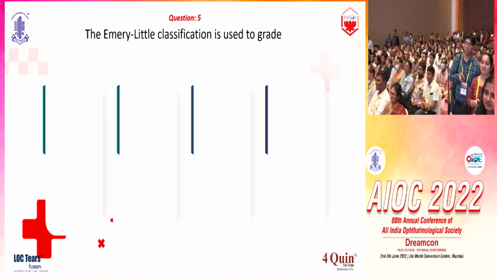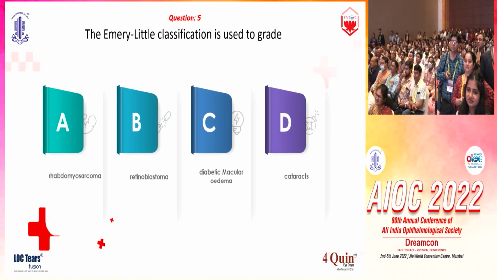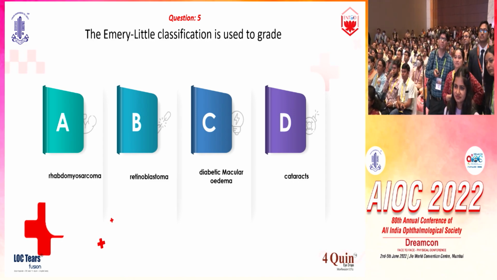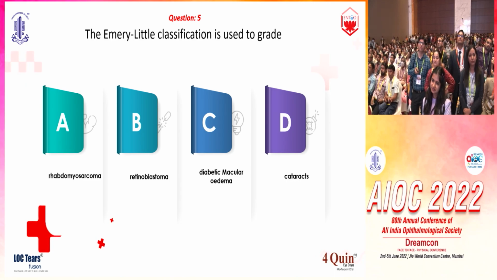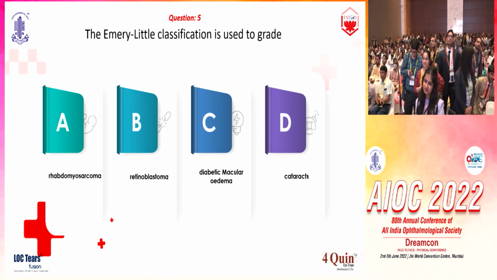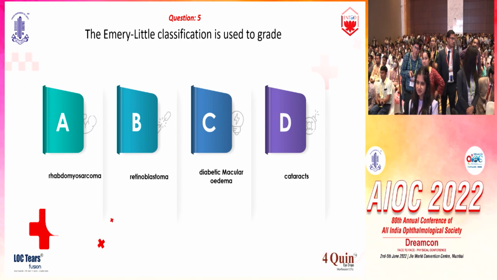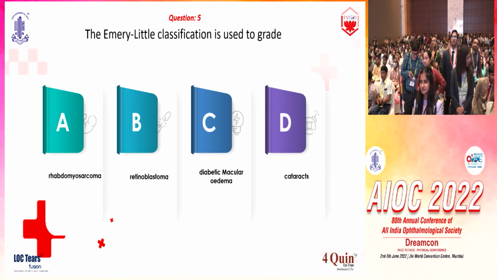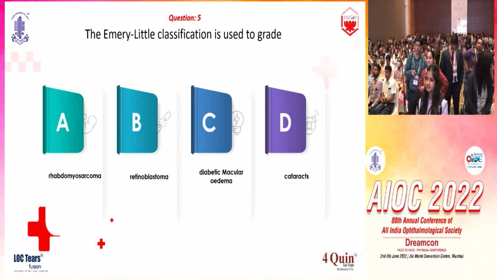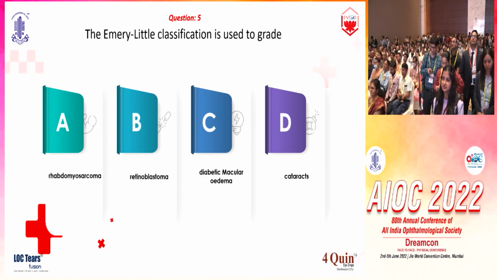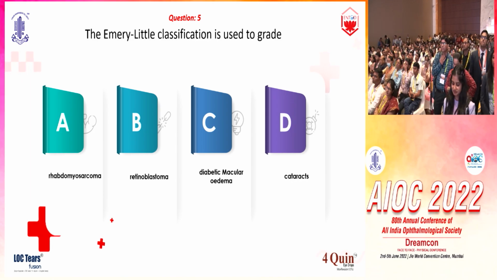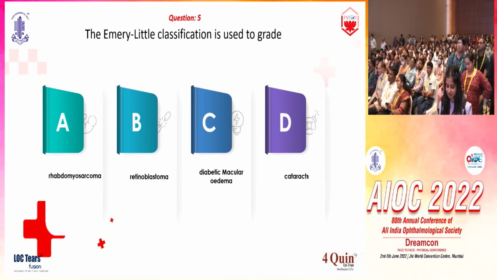The Emery Little classification is used to grade what? Rhabdomyosarcomas, retinoblastomas, diabetic macular edemas or cataract. So when you say that I graded this with the Emery Little classification, what are we talking about? Are we talking about some nasty tumors, or are we going back to the back of the eye for diabetes, or are we classifying cataracts?